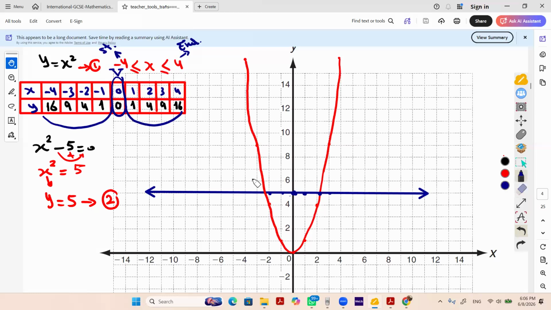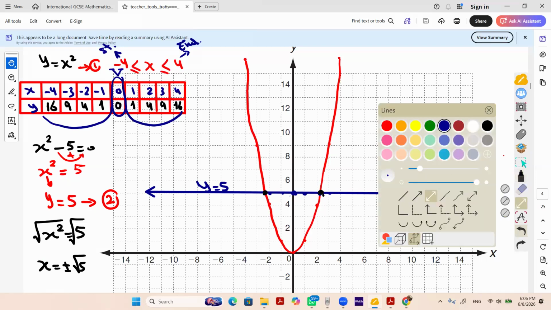This is the line which represents y equals 5. It intersects with the parabola at these 2 points. So to get the value of x here, when we have x squared equals 5, what are the values of x? We have to take the square root, right? So x will be what? Positive and negative root 5.